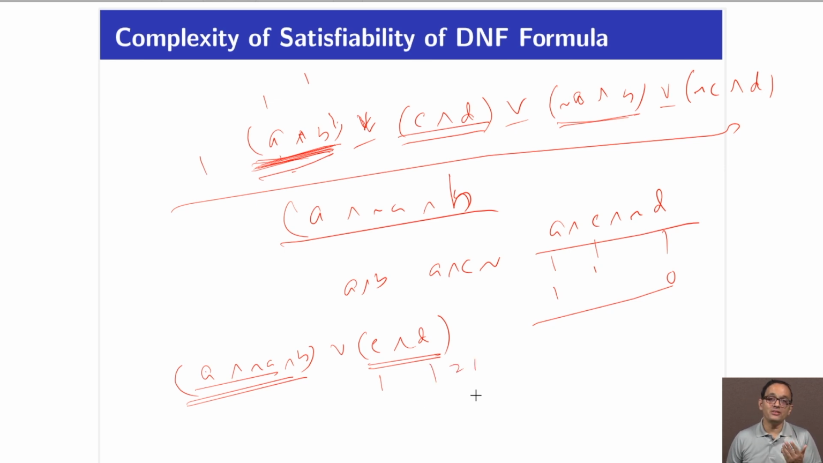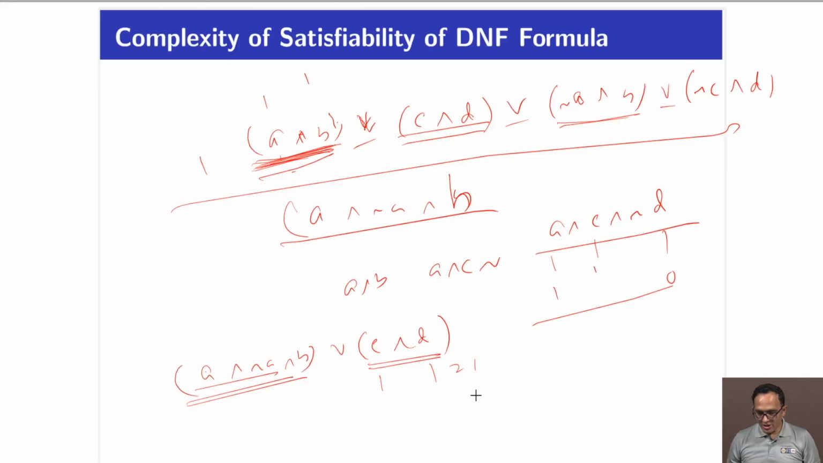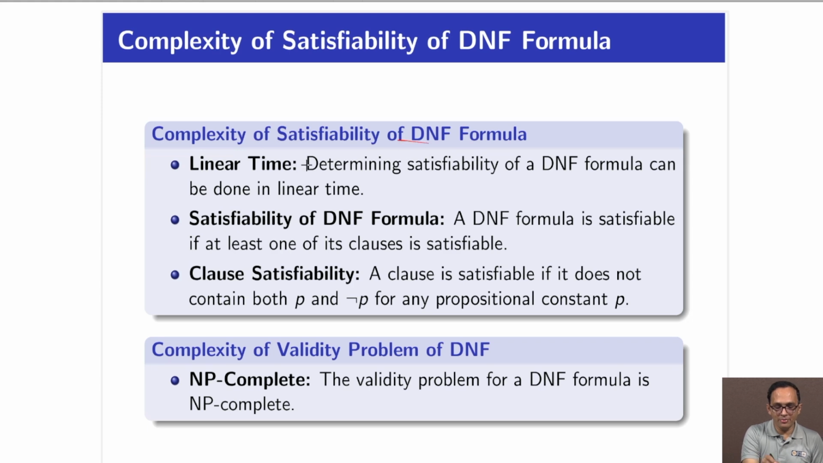So checking satisfiability is easy in a DNF formula, because you just have to scan the entire formula at most once. You start with clause 1 and check whether both an atom A and its negation not A are present. If not, I say this is satisfiable. So checking satisfiability of DNF is linear time. It is very easy. If at least one of the clauses is satisfiable, and a clause to be satisfiable does not contain both P and not P for any propositional constant P. That is what we have discussed.